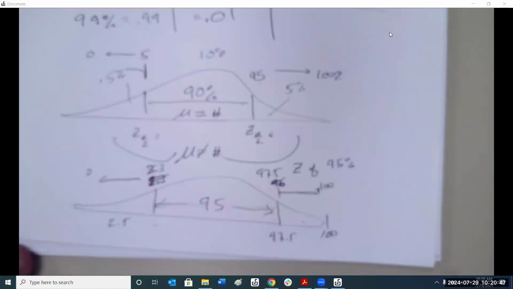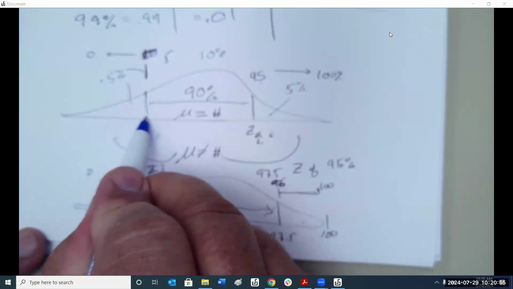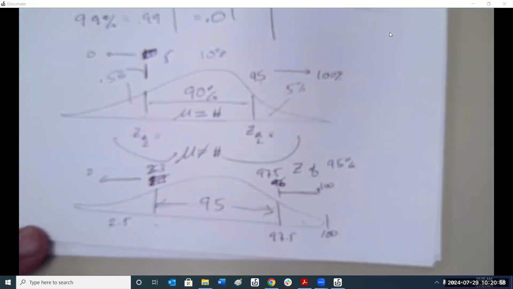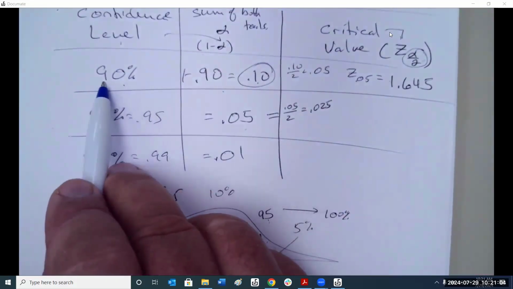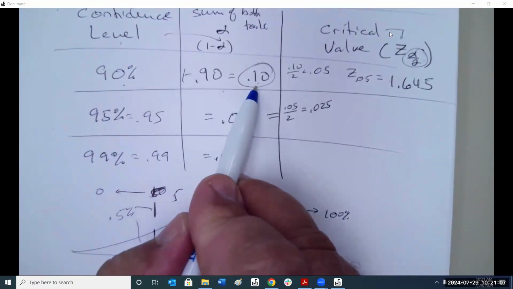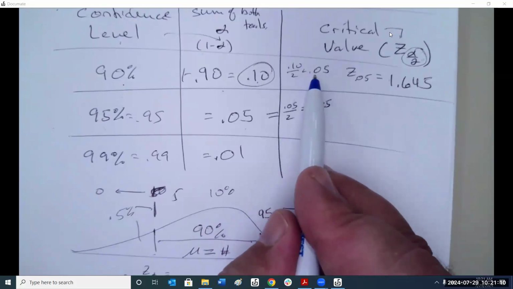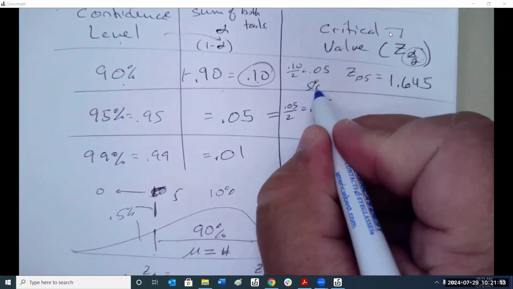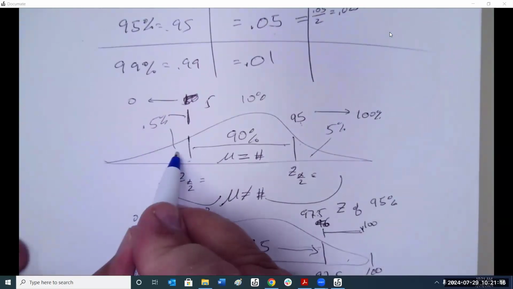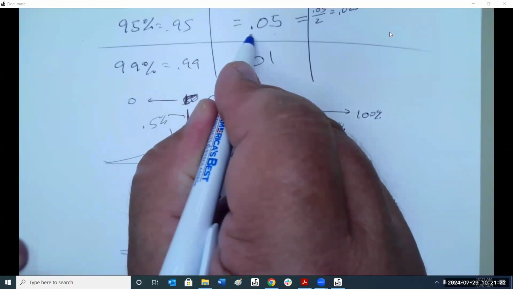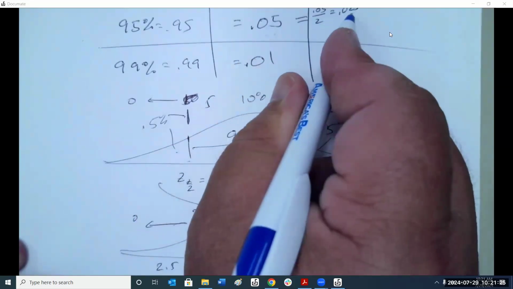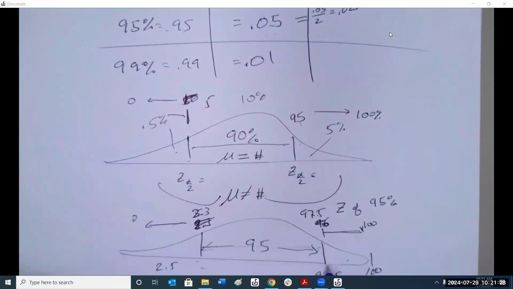The first one you did on top should be 5, because that is 5, then 95 to 100. Where I got those numbers is right here: 1 minus 90 is 0.10, divided by 2, so both sides have to be 5% of the data. That's from 0 to 5 plus 90 in the last 5. Same thing here: 1 minus 95 is 5, divided by 2, so this is from 0 to 2.5 plus 95.